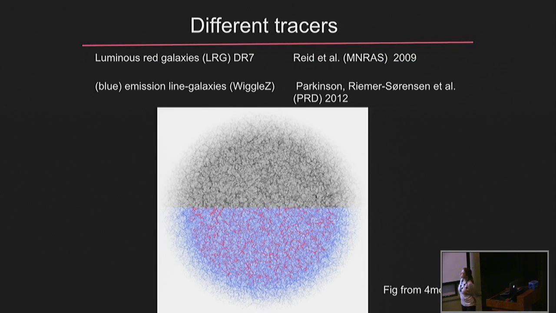For the choice of tracers, we choose luminous red galaxies, LRG, from the Sloan Data Release 7, from a paper that's actually not new, it's 6 years old. And this has red luminous galaxies, and then blue emission line galaxies from the WiggleZ survey. And this figure illustrates how these two different populations trace the dark matter in a different way. Blue galaxies avoid the high-density region. Red galaxies inhabit the high-density region. So they have completely different biases. If you find agreement between the two tracers, the bias is supposedly under control.